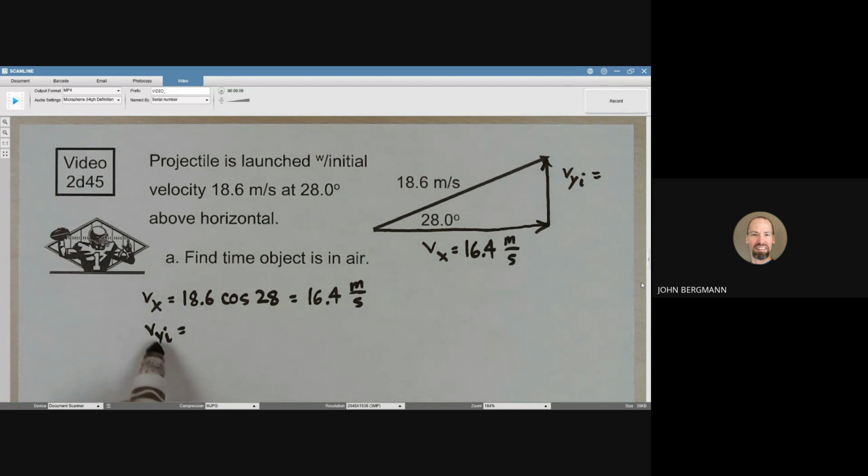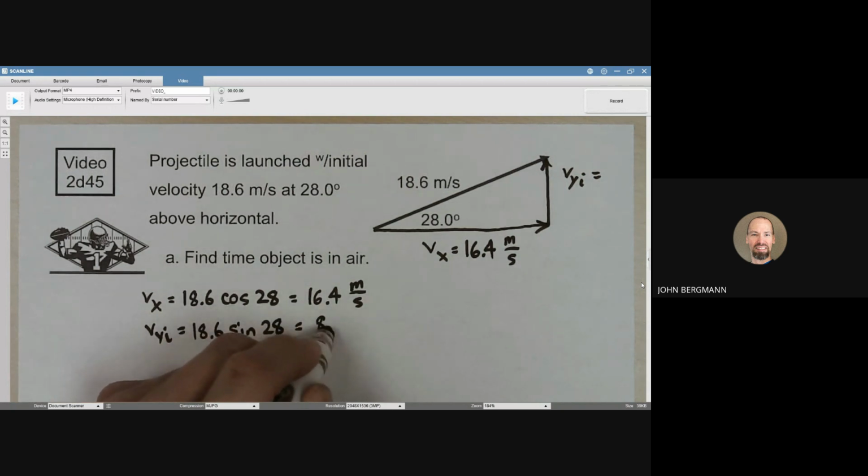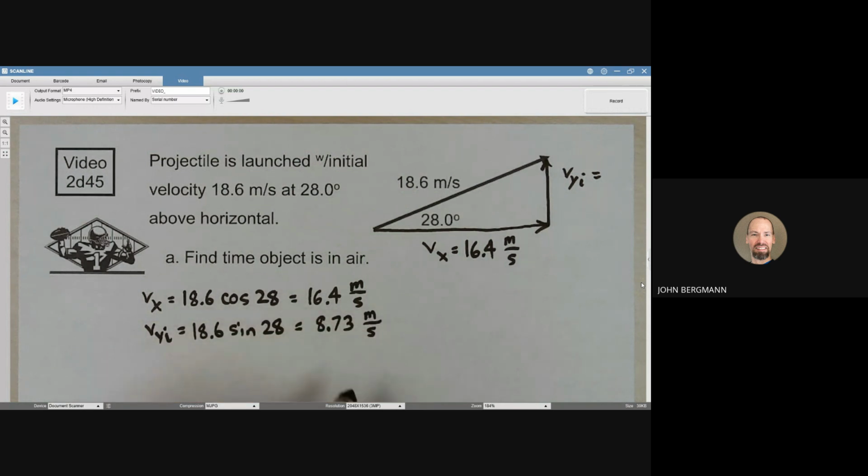But Vy initial is only good at the first instant. So that's going to be 18.6 times the sine of 28. And to three significant figures, I get 8.73 meters per second. This is in the horizontal direction. That is in the vertical upward direction.